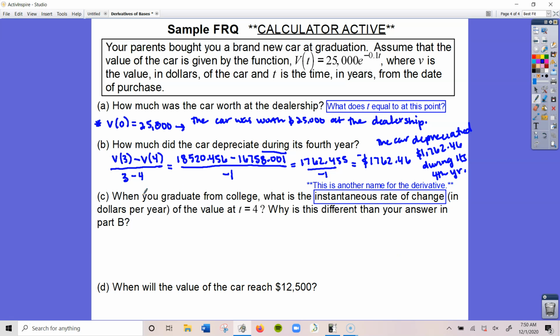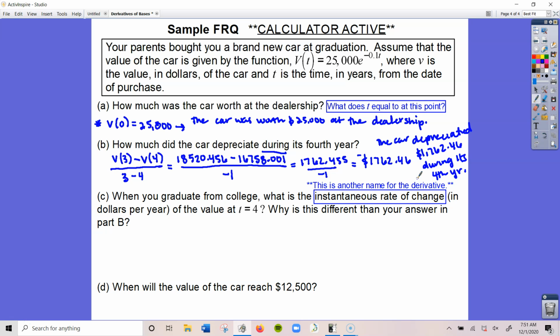For part C, it says, when you graduate from college, what is the instantaneous rate of change in dollars per year of the value at t is equal to 4? Why is this different than your answer in part B? Now, whenever you see instantaneous rate of change, that is just another name for the derivative.